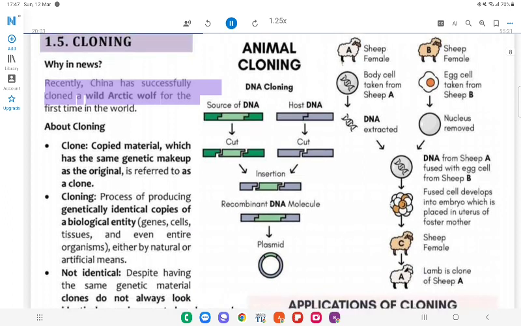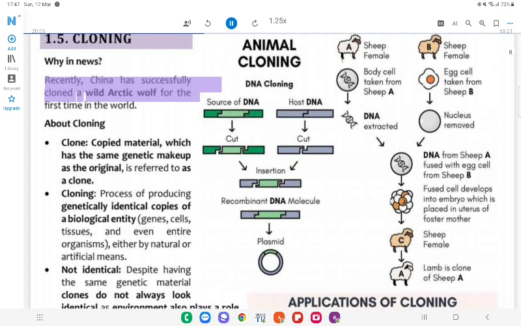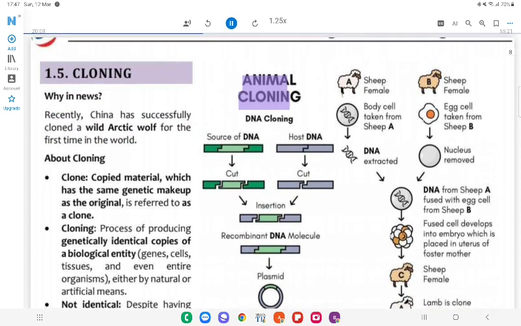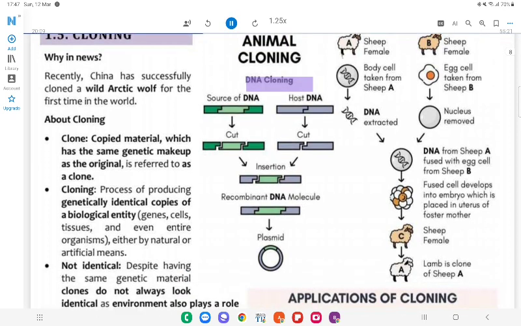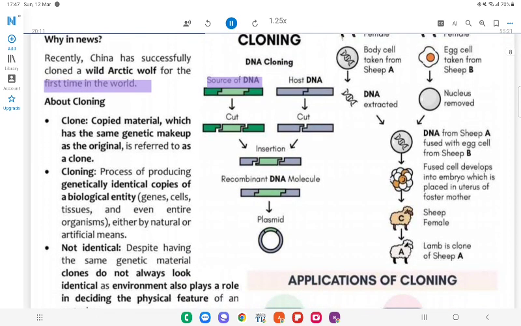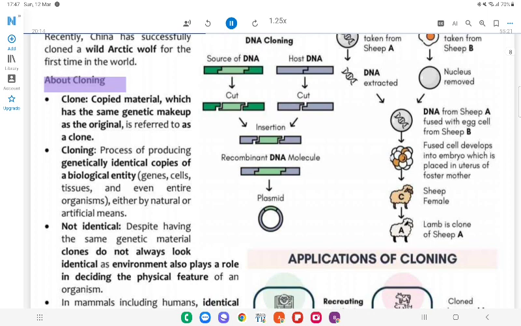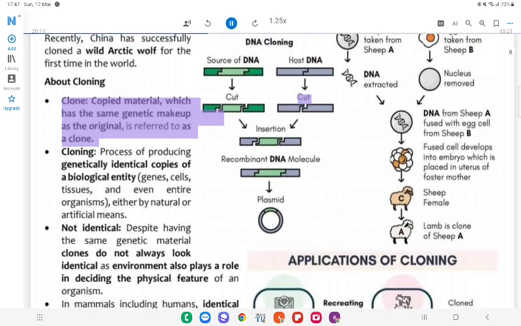1.5. Cloning. Why in news? Recently, China has successfully cloned a wild Arctic wolf for the first time in the world. Source of DNA. About cloning. DNA cloning.